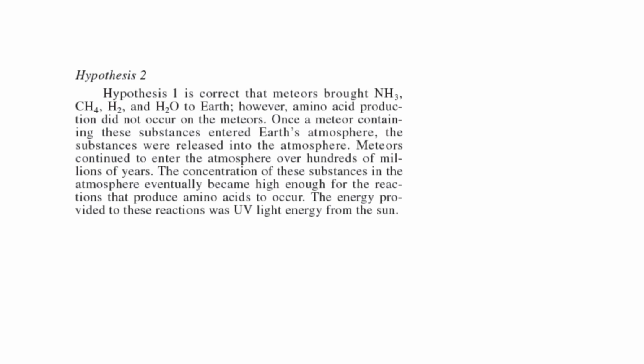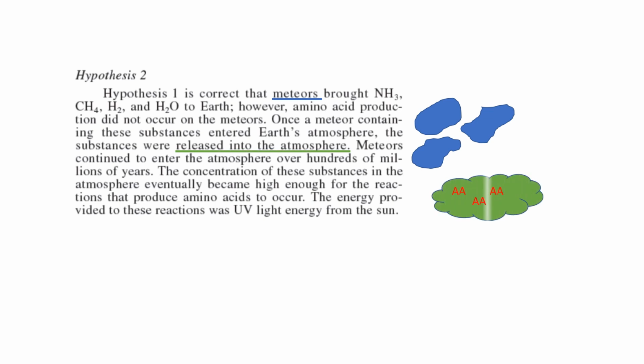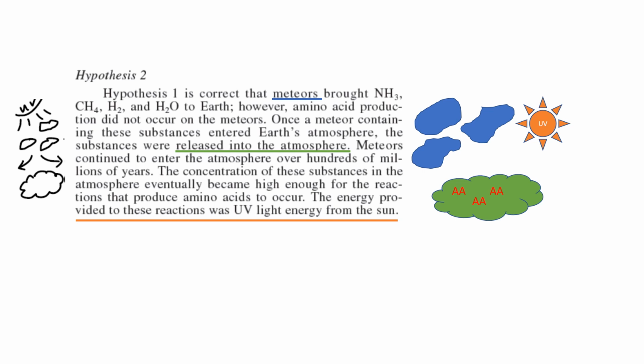Hypothesis 2 says hypothesis 1 is correct that meteors brought the elements. It does, however, say they were released into the atmosphere. So I drew a little cloud with the amino acids on the atmosphere. It says the UV light provided the energy. So I drew a little UV sunlight. And there's my picture that I drew. So I have my meteors released into the atmosphere and UV light.